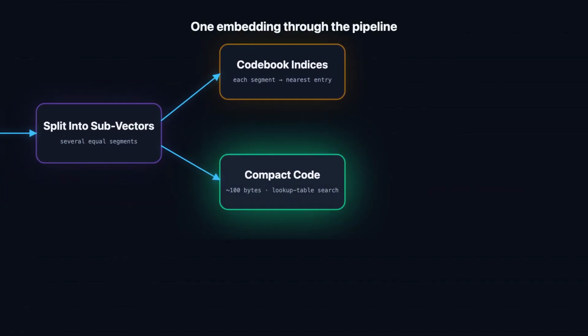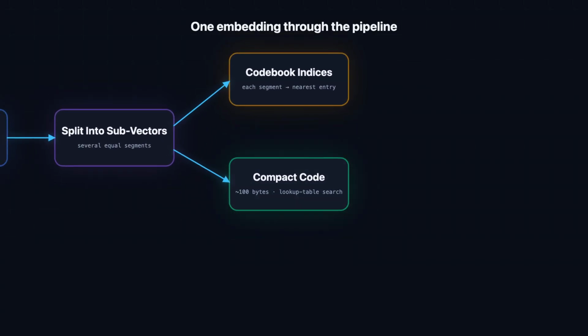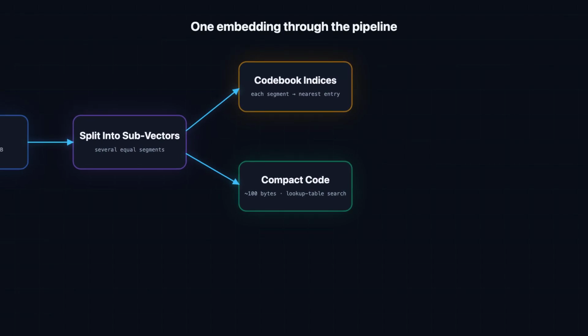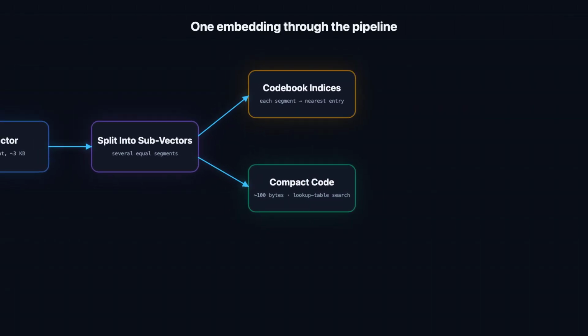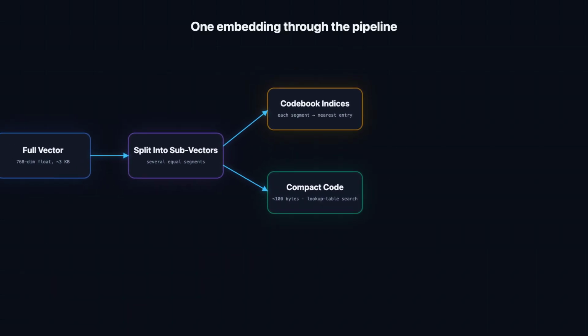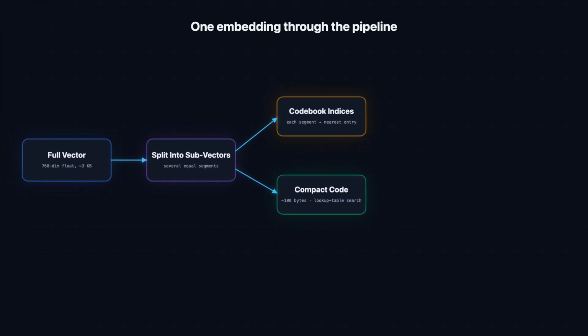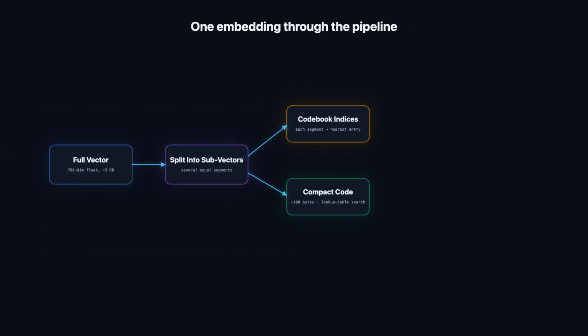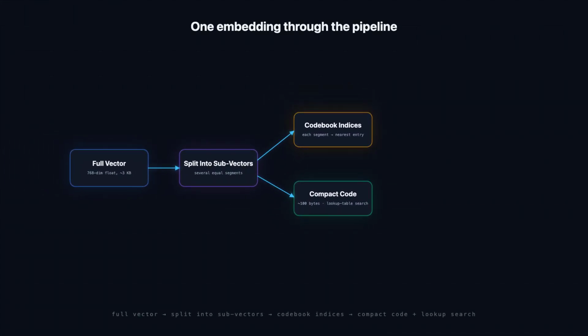Once everything is coded, distances are approximated fast using pre-computed lookup tables, what the paper calls asymmetric distance computation. That original 3 kilobyte vector now lives in roughly 100 bytes, and you can scan billions of them quickly.